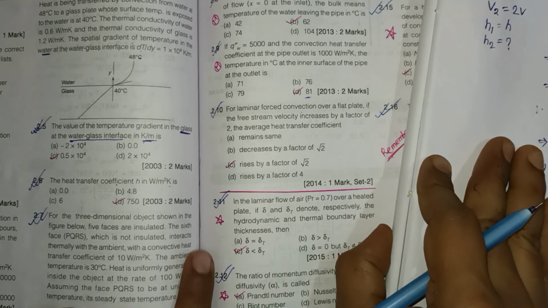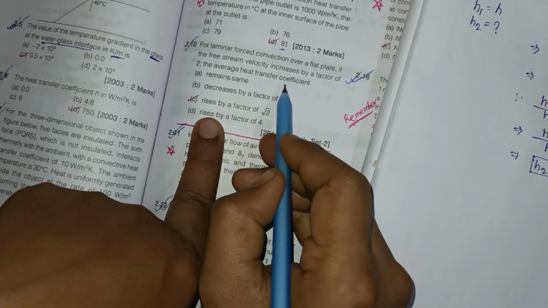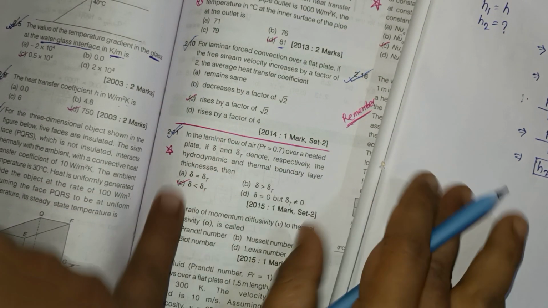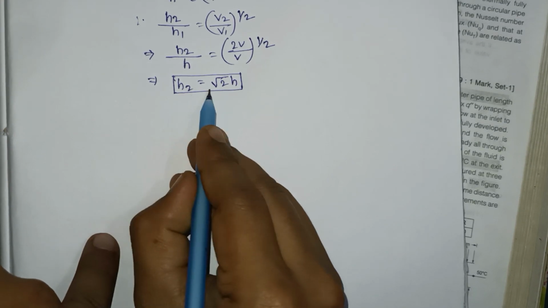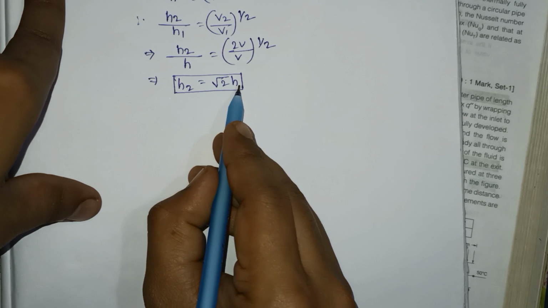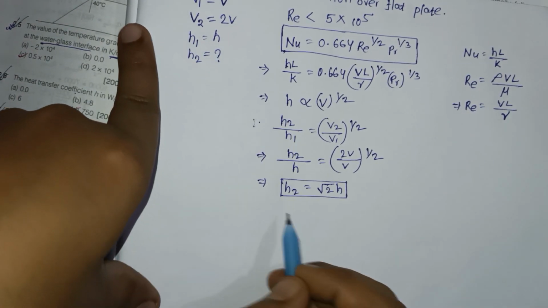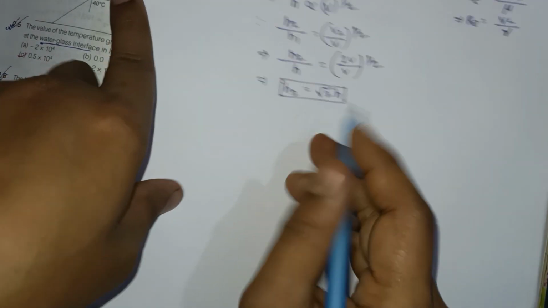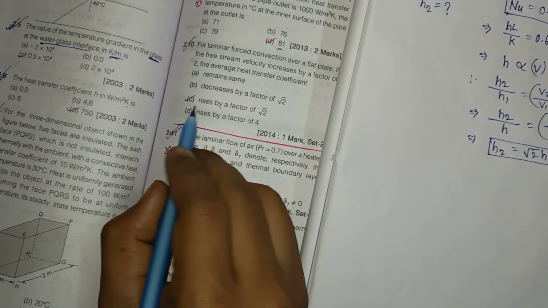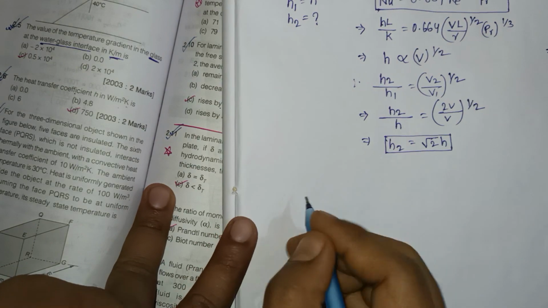Okay. So what is given? The average heat transfer coefficient rises, option C, rises by a factor of root 2. That is H2 is equal to under root 2 into H1, the initial heat transfer coefficient. So it rises by a factor of root 2. So option C is correct. Okay. Now question number 11.